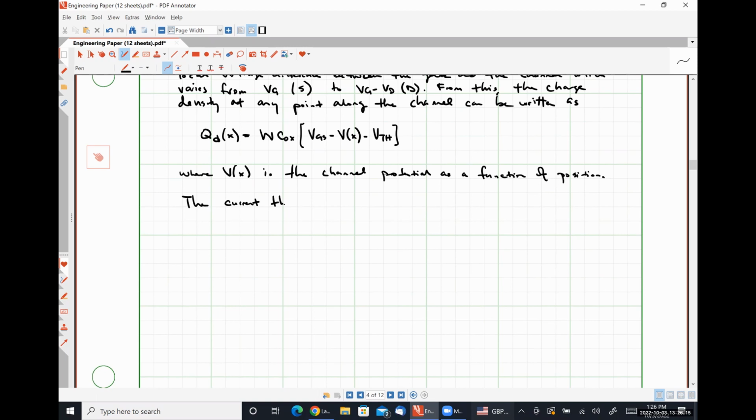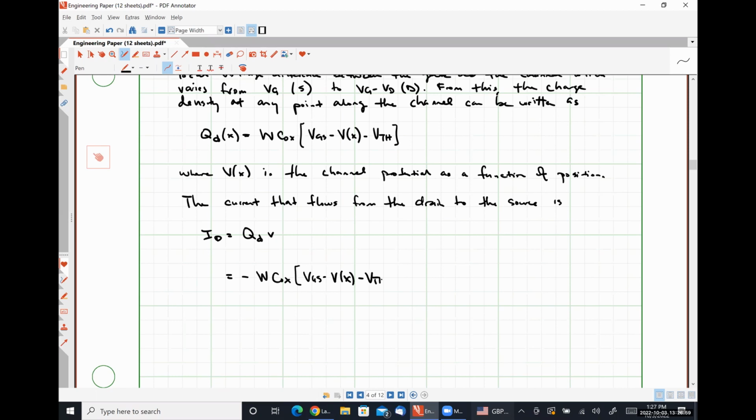So the current that flows from the drain to the source, obviously opposite electron movement, is given by I_D is equal to Q_D times v, which we discussed earlier, which is just going to be negative W C_ox (V_GS minus V(x) minus V_TH) times v, where the negative sign comes from the fact that positive current occurs in the opposite direction of electron flow, right?